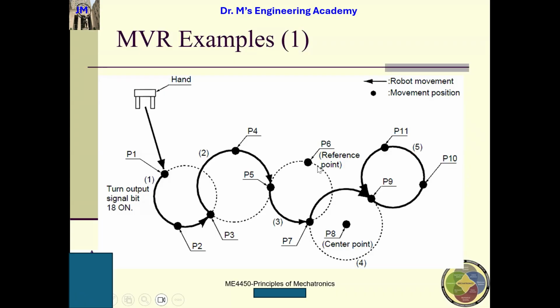But here the reference point is MVR, this is MVR2. So here it is from here to here, two points, start point and end point, along with the center point. This is MVR3. So this is a start point and also end point, transition point 1, transition point 2. So here is the MVC.